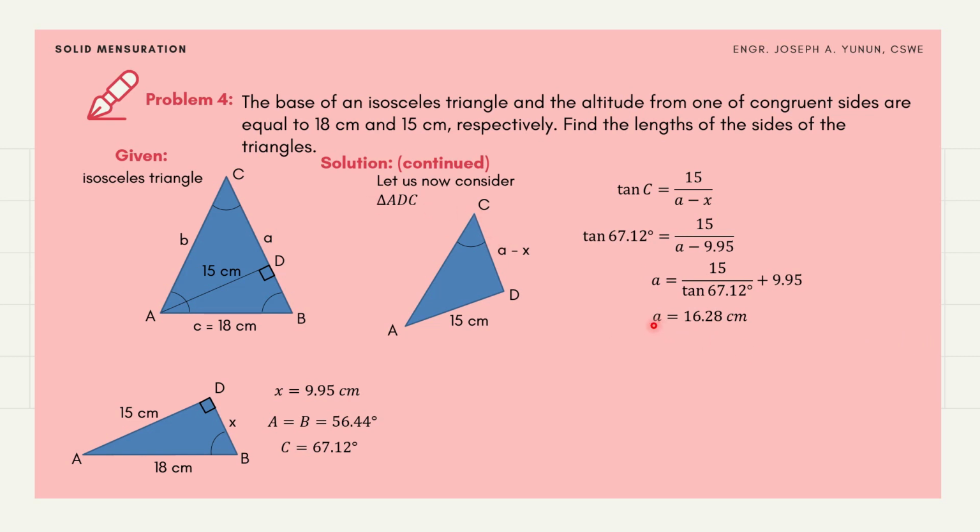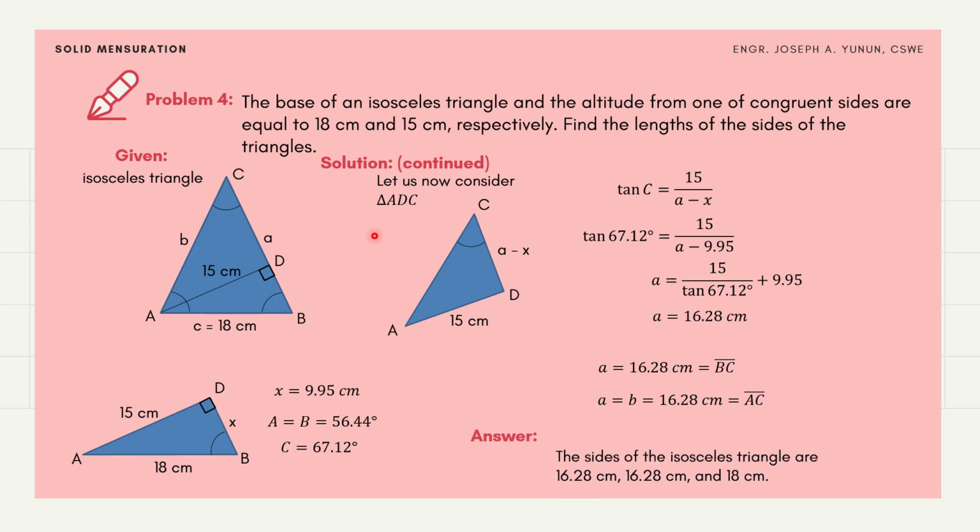Referring to this one, side A is the full length of this side, which is side B going to C. And since we have two congruent sides, we could say that side A will also be equal to side B, which is 16.28 centimeters. So final answer: the sides of the isosceles triangle are 16.28 centimeters, 16.28 centimeters, and 18 centimeters. So this will be your final answer.